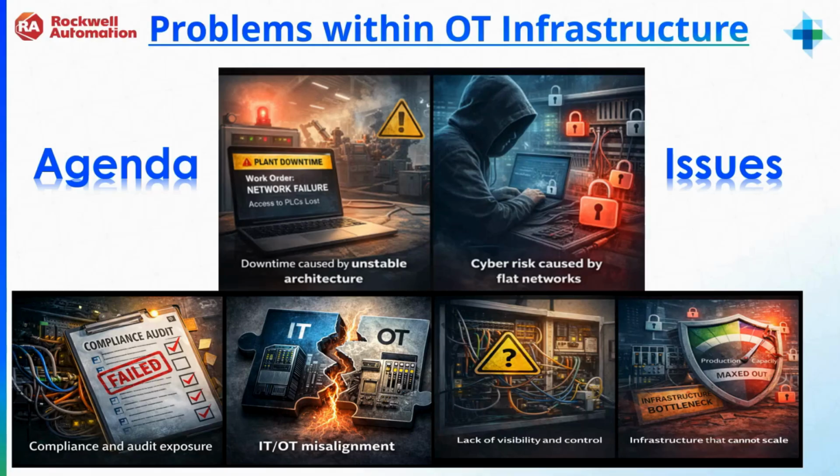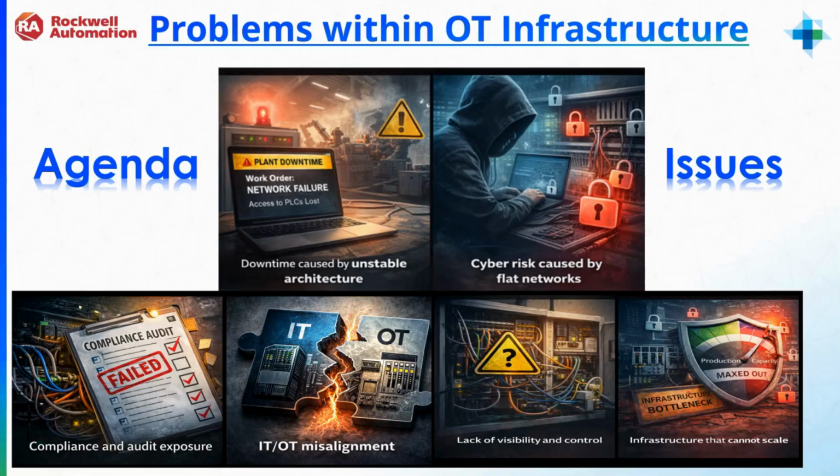Next, we have IT and OT misalignment. An example for this would be having IT and OT have confrontation on their goals. Next, we have lack of visibility and control. And an example of this would be not being able to see your assets and lifecycle status. And finally, we have infrastructure that cannot scale. And for example, we can talk about outdated hardware like a PLC that can't take more than a certain amount of connections, or legacy infrastructure that's limiting growth.